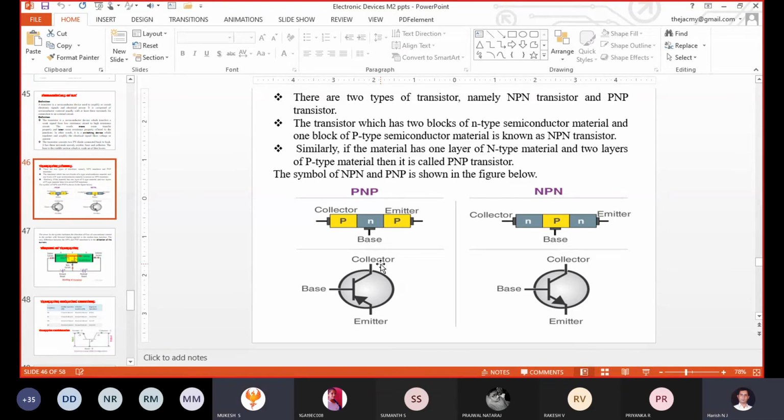How many power supplies? Two power supplies. Correct. So one power supply we are using for biasing the base to emitter junction. The other power supply we are using for biasing the base to collector junction. Correct. So just check it out here.